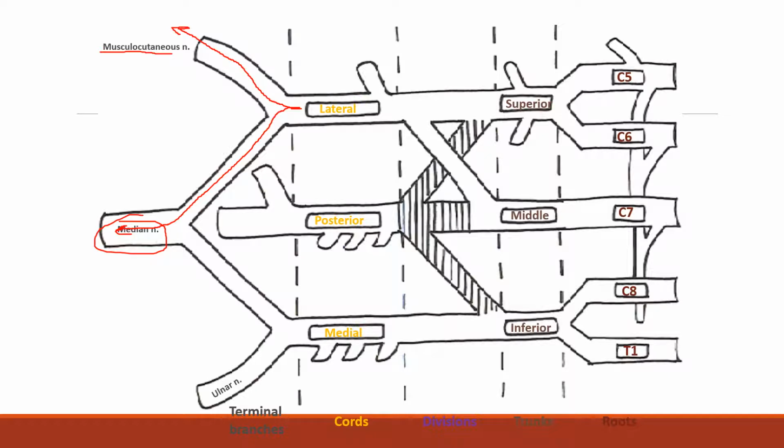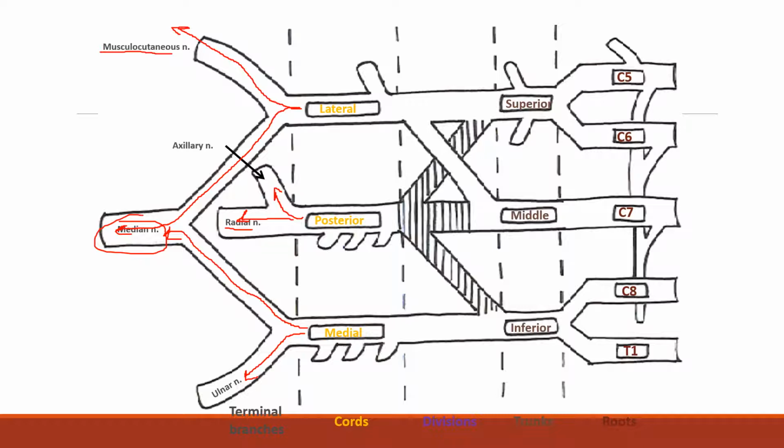The medial cord is going to give off one major branch called the ulnar nerve, which is going to go to the ulnar side of the forearm. And the medial cord also contributes to the median nerve. The posterior cord, meanwhile, is going to branch into its two major divisions here, which will be the radial nerve, which travels to the radial side of the forearm, and the axillary nerve, which travels to the deltoid.